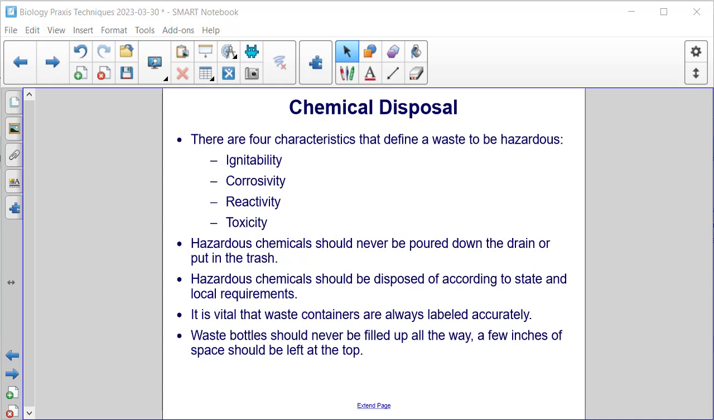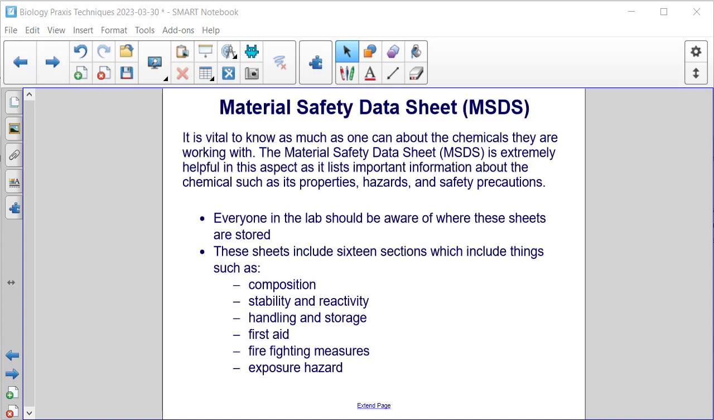Chemical disposal. There are 4 characteristics that define a waste to be hazardous: ignitability, corrosivity, reactivity, toxicity. Hazardous chemicals should never be poured down the drain or put in the trash. Hazardous chemicals should be disposed of according to state and local requirements. It is vital that waste containers are always labeled accurately. Waste bottles should never be filled up all the way. A few inches of space should be left at the top.